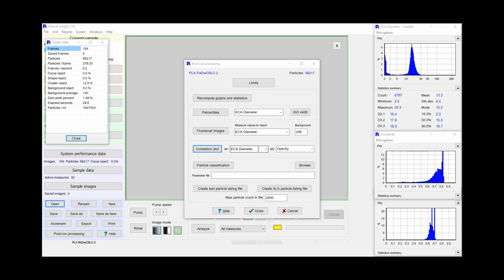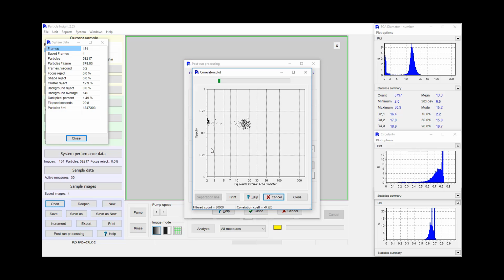Let's say I want to determine if the cells, as they change size, become darker. I can do a correlation plot and see if there are any outliers. Even though it's laying out all the particles, I can see that this correlates with the ECA diameter plot, where we see a population that goes up to about below 2 microns, and then this main population at about the 13 micron range. They're all centered pretty much close to the same opacity. So this comparison of size versus opacity doesn't really tell me a whole lot.